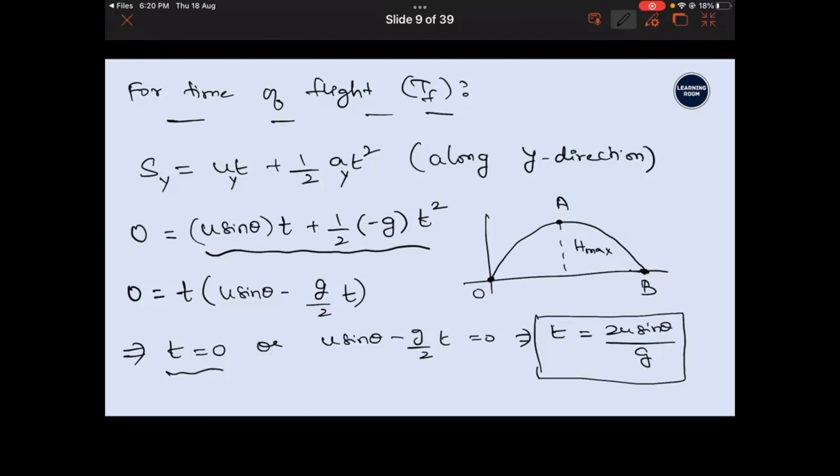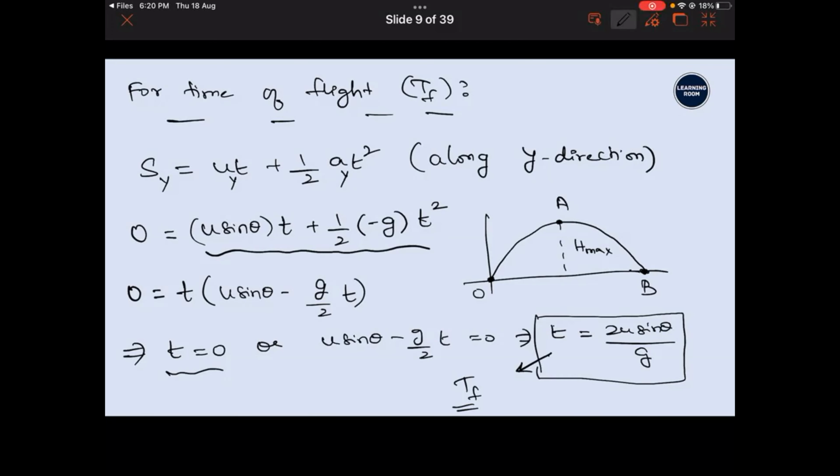So if you observe the whole diagram, there are 2 points where the object is lying on the x-axis itself. Where are the 2 points? One is at O and the second is at B. So O is the time which corresponds to t is equal to 0. And B is the time that corresponds to 2u sin theta by g. And this 2u sin theta by g is what we call the time of flight.